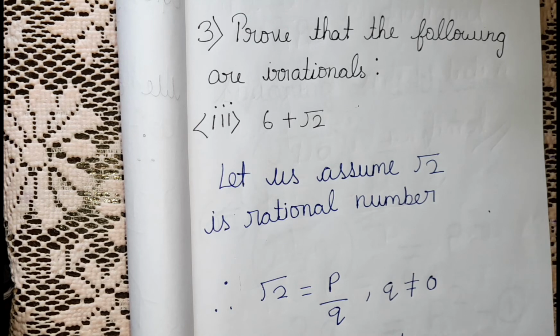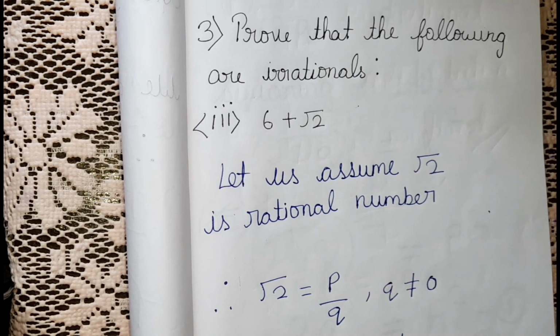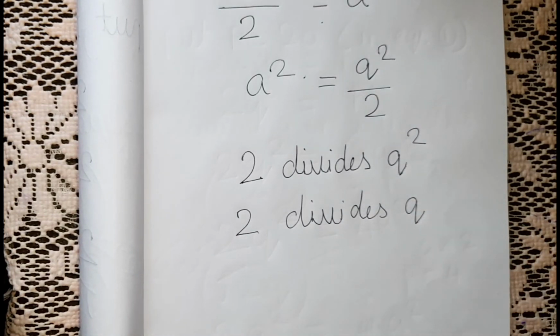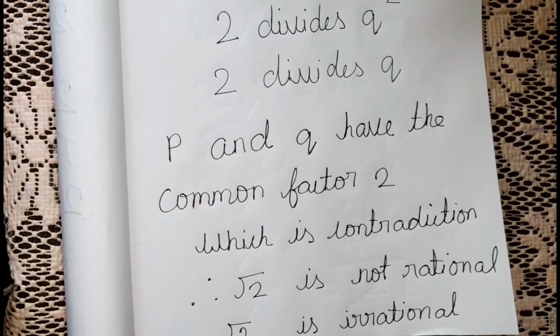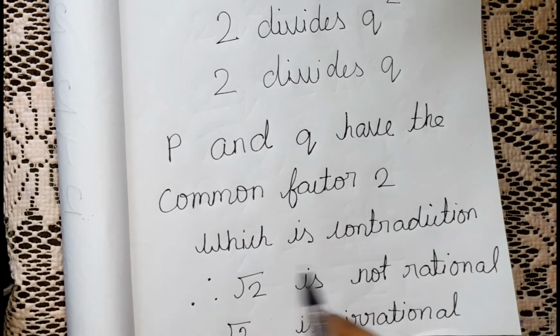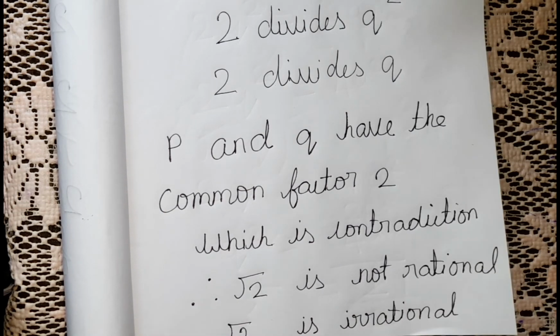For that, it is always in the form p by q, and it does not have a square or something. So I took q, I did not take q square. So 2 divides q square and 2 divides q. Now let us write: p and q have a common factor 2, which is a contradiction, and therefore root 2 is not rational, root 2 is irrational.